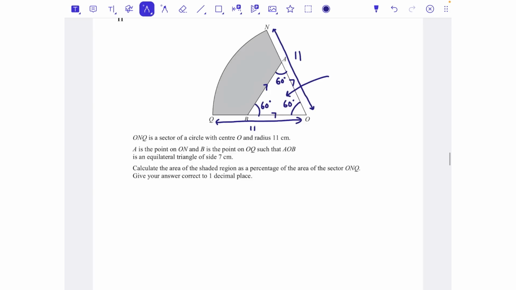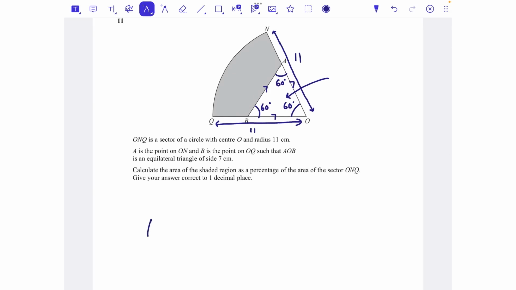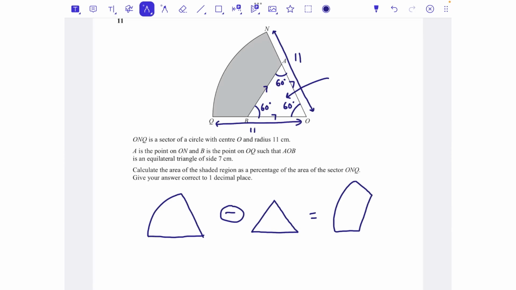Now we need to calculate the area of the whole thing, and then calculate the area of the triangle and subtract it. And that's going to get us the area of that shape shaded that's left like that.